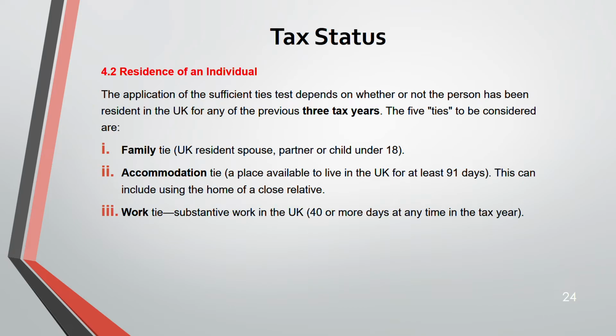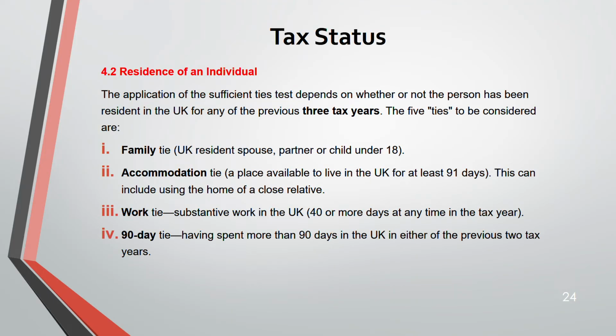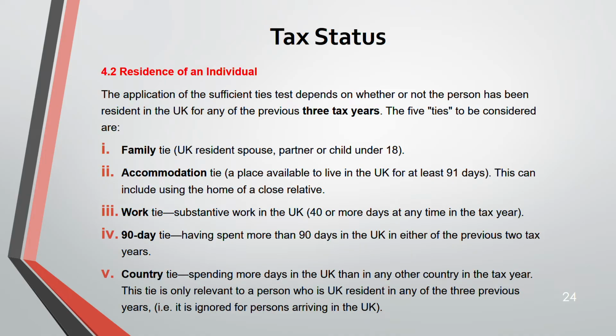Next, work tie. Are you substantially working in UK? Let's say 40 or more days at any time in the tax year. Next is 90-day tie. If you are spending more than 90 days in UK in either of the previous 2 tax years. Next, the last, country tie. If you are spending more days in UK than any other country in the tax year.